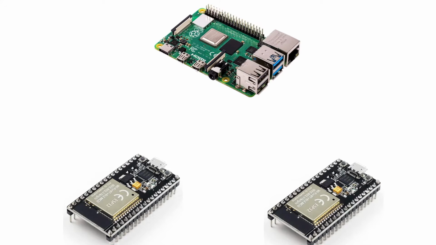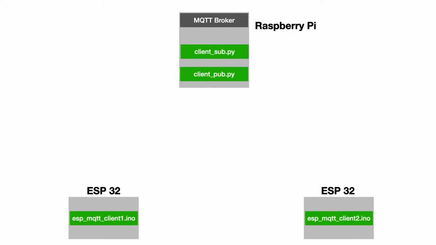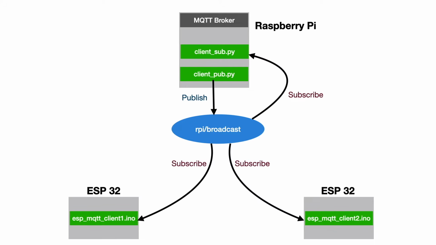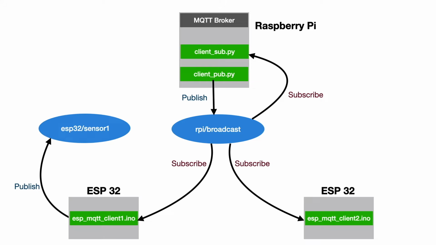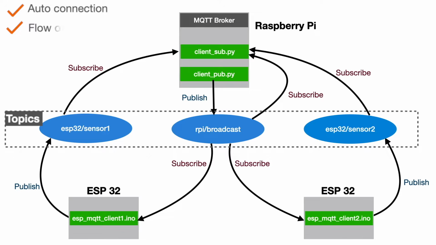So here is our demo setup with a Raspberry Pi and two ESP32 microcontrollers. The client programs running in these devices are going to publish and subscribe sample information on the MQTT network using the three topics as shown. The client programs are written in a fail-proof manner. In case Wi-Fi or MQTT broker is down, clients can auto-connect to them on availability without any manual intervention and ensure flow of information. Let's see the demo and code for this implementation.